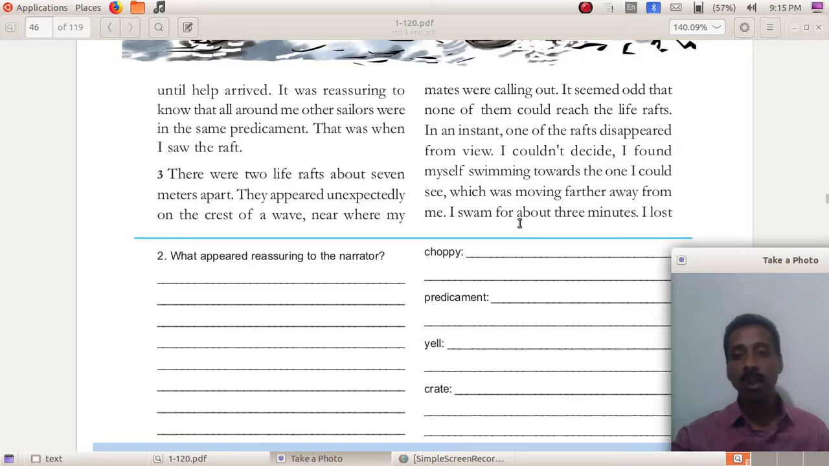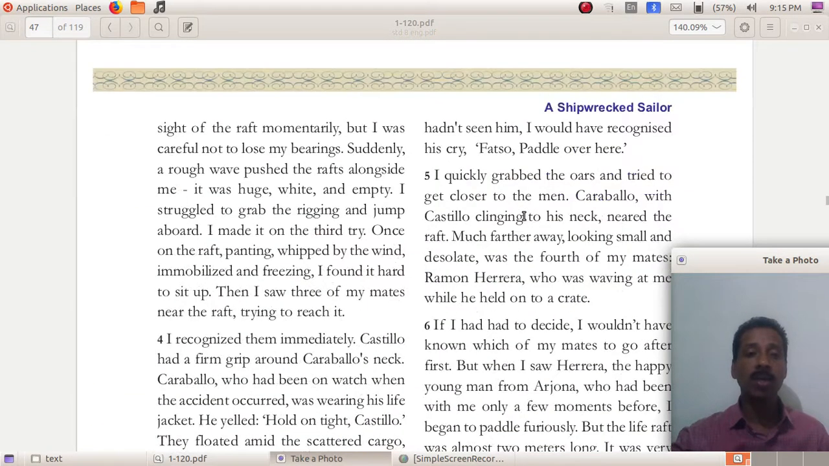I swam for about 3 minutes. I lost sight of the raft momentarily, but I was careful not to lose my bearings. So while he was swimming to one of the rafts, that also disappeared, or he couldn't see the raft anymore. But I was careful not to lose my bearing. What is bearing? That angular distance.